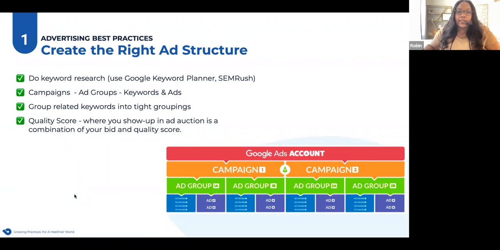Now that we know the do's and don'ts, let's go into how to get it right, and how to make sure that you're making the most of your investment. You want to make sure that you're creating the right ad structure. So you want to do your keyword research, and that's where you're going to use a platform like Google Keyword Planner or SEMrush.